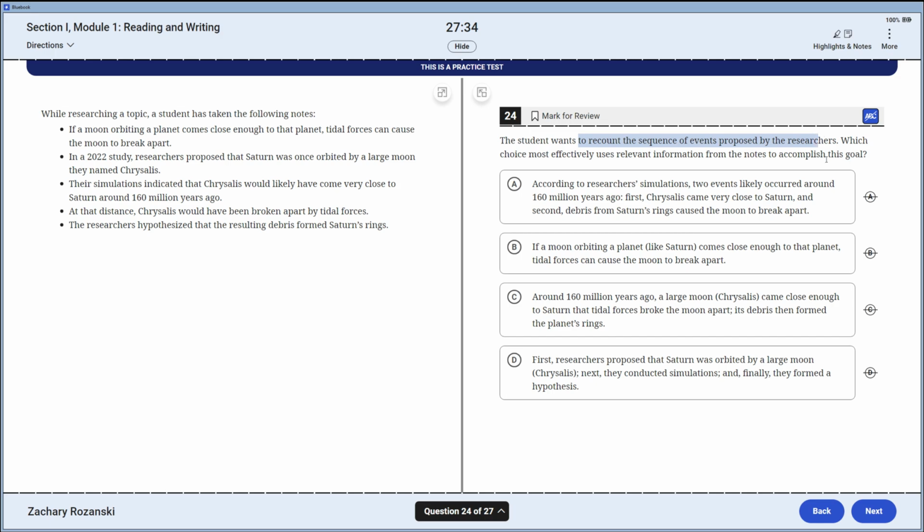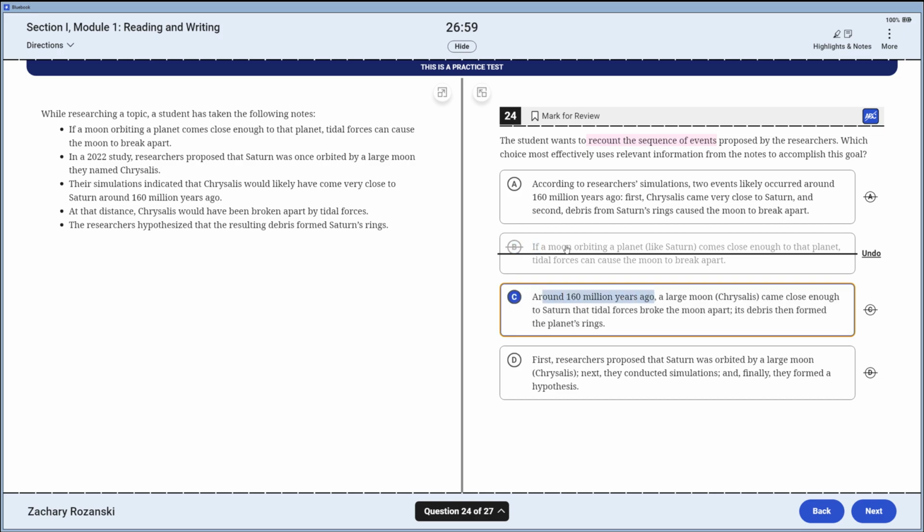I want to recount the sequence of events that is proposed by the researcher. So what is the sequence of events that they proposed? According to researchers' simulations, two events likely occurred around 160 million years ago. Gorgeous so far. First, Chrysalis came close to Saturn, and second, debris. If a moon orbiting a planet like Saturn comes close enough to the planet, this would be like their conclusion derived from. This doesn't seem like it's going to work. Not a kind of hypothetical of something that could happen. We want a sequence of events. It gives me that. I keep reading.